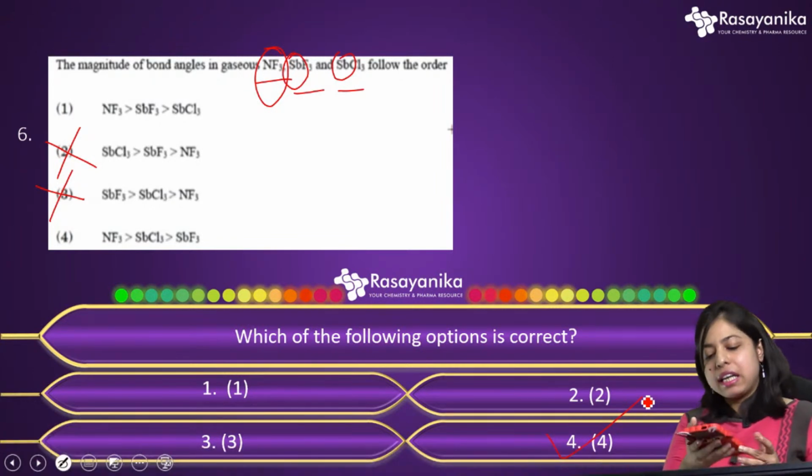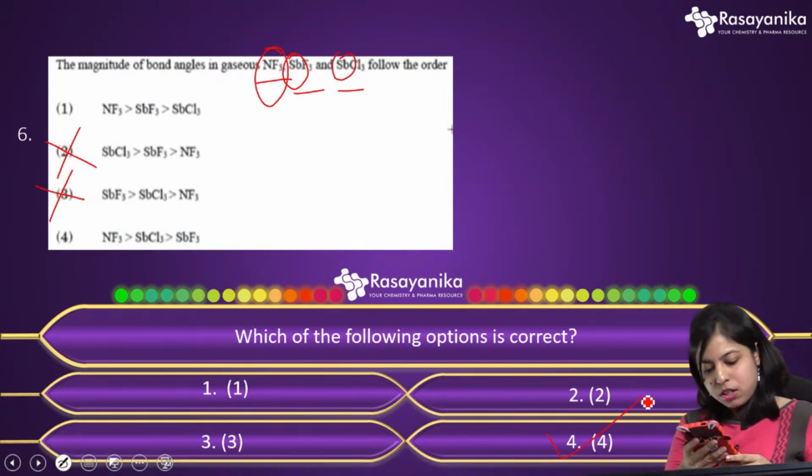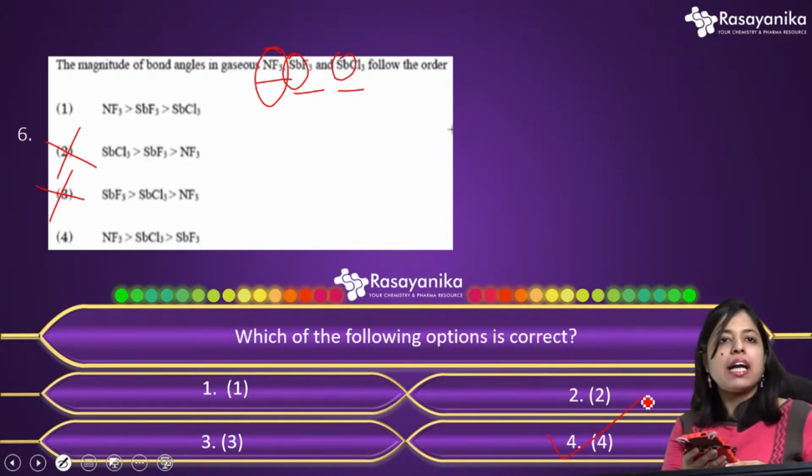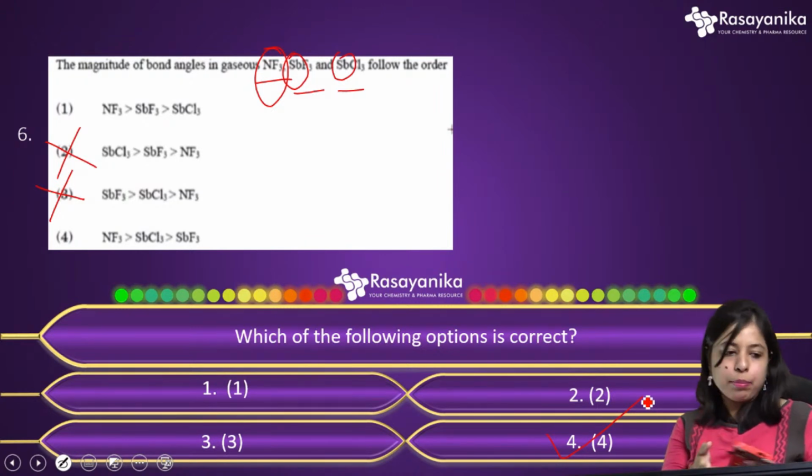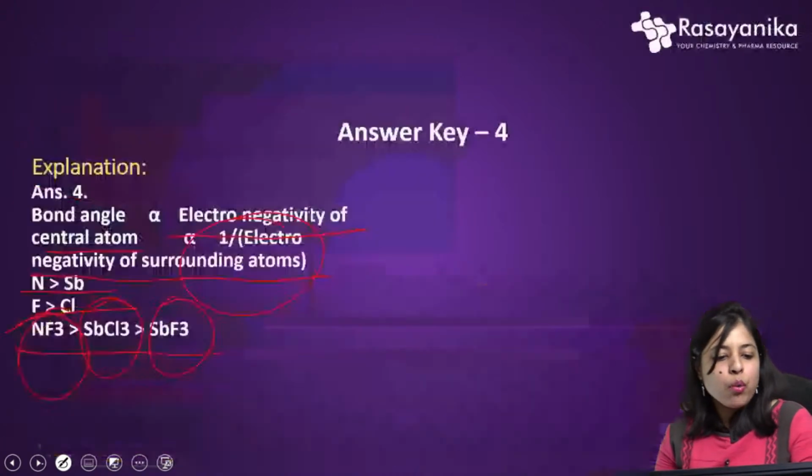Now I hope it is clear to everyone. Mohammed Kalibullah, you said fluorides have the least bond angle. Yeah, he also said that. I think it is clear to everyone, right? You are all getting my point. Okay, so let's move to our next question.